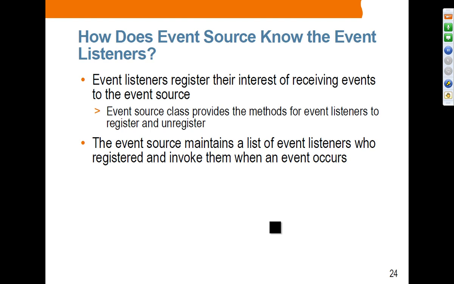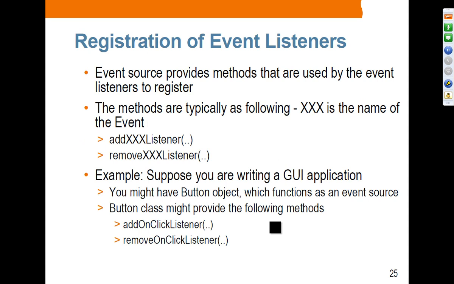So the event source has to provide some kind of method for registration. The event source provides methods for event listeners to register and unregister. The event source internally maintains all the event listeners who registered. So when an event occurs, it will invoke those event listeners. So what are the methods that the event source has to provide for registration or unregistration?